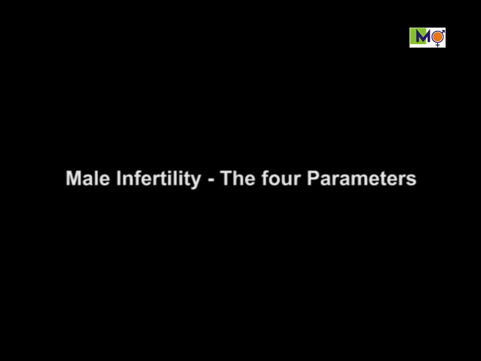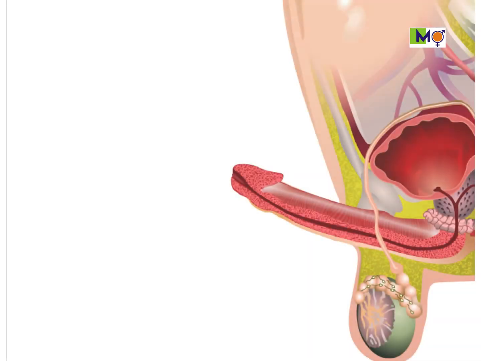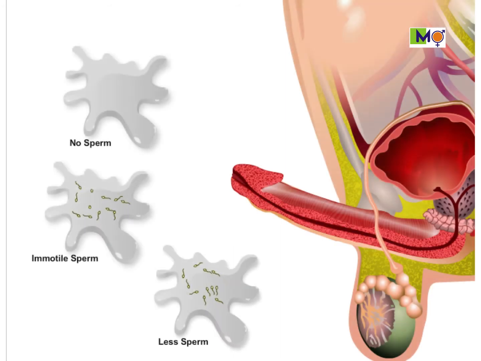Male infertility, the 4 parameters. The main parameters of the semen that are routinely evaluated are number of sperms, movements of the sperm, and abnormal shapes. Deviation in any of these can lead to male infertility. Male infertility can also be due to failure of ejaculation caused by diseased nerves.